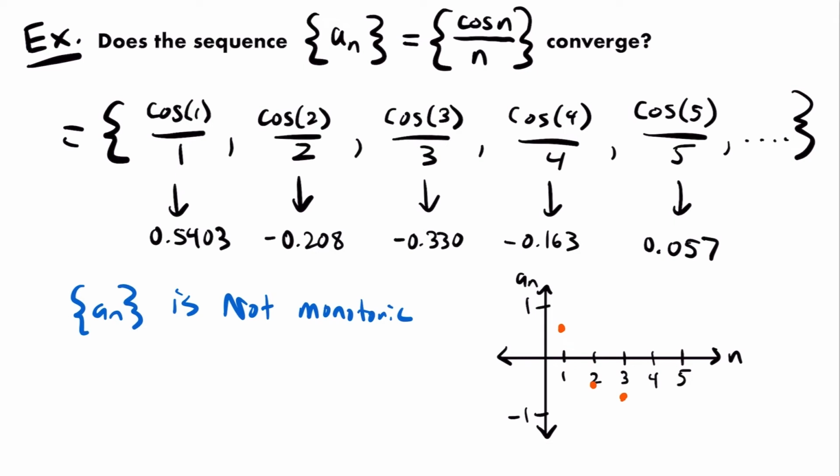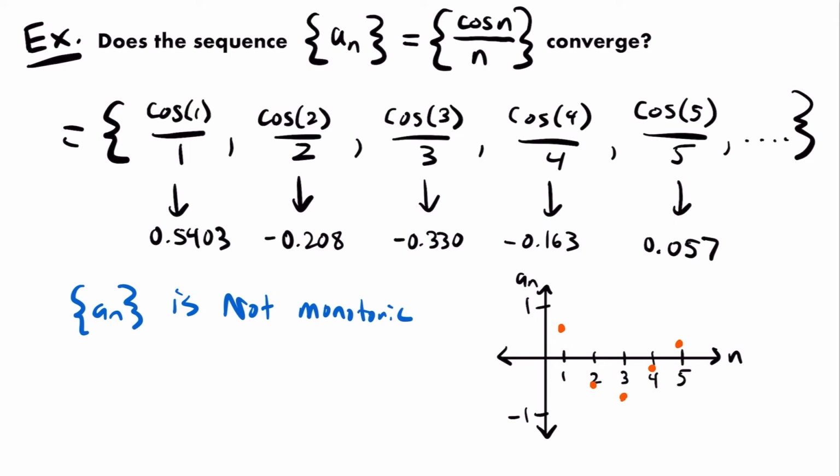So if we move on to a sub 4, we have negative 0.163. That'll be right about here maybe. And then a sub 5 is 0.057. And so now we're back into positive values. And so you can see this oscillation. We decrease and then we increase. And this would continue on forever as we would pick larger and larger values of n.